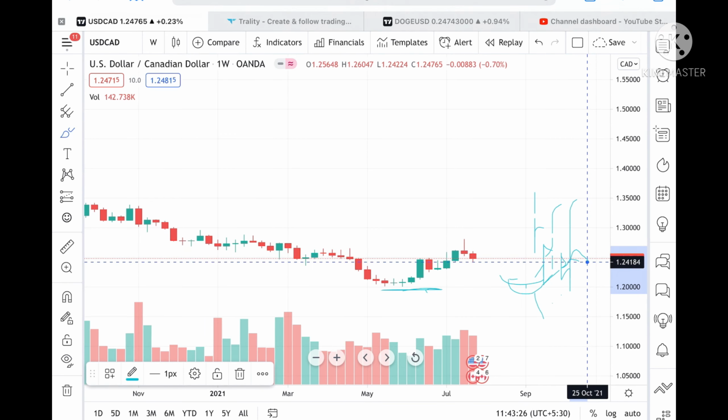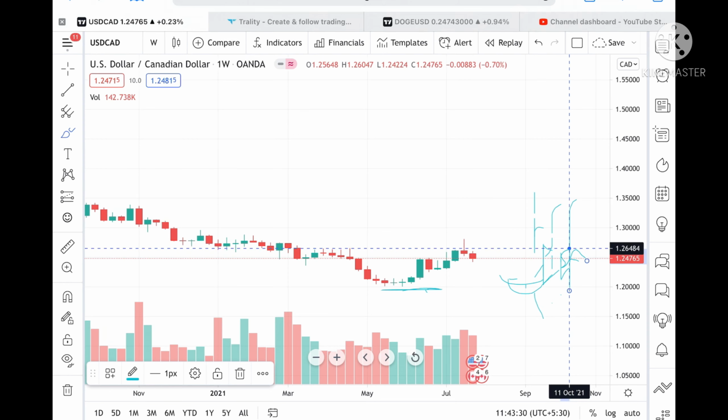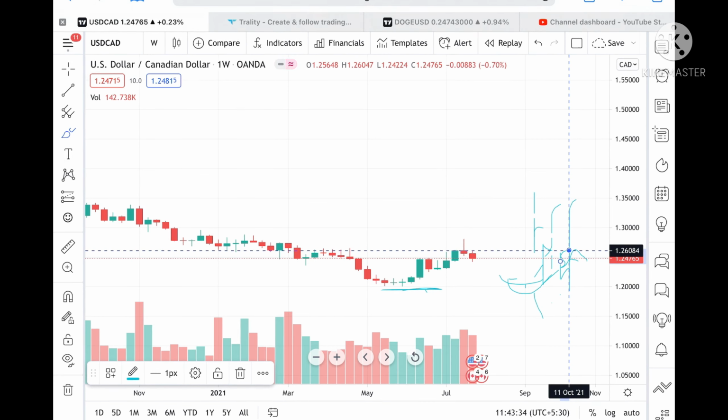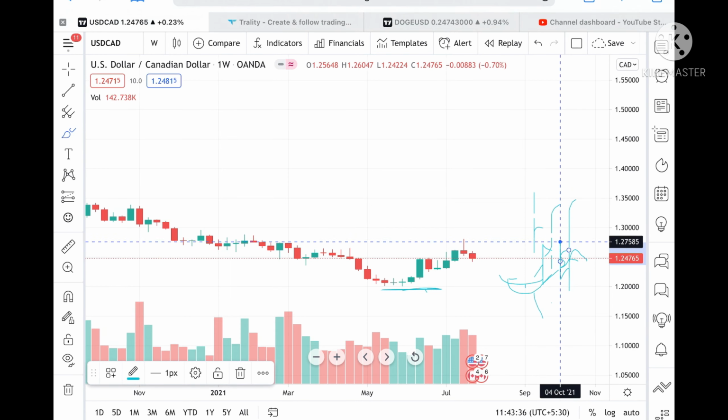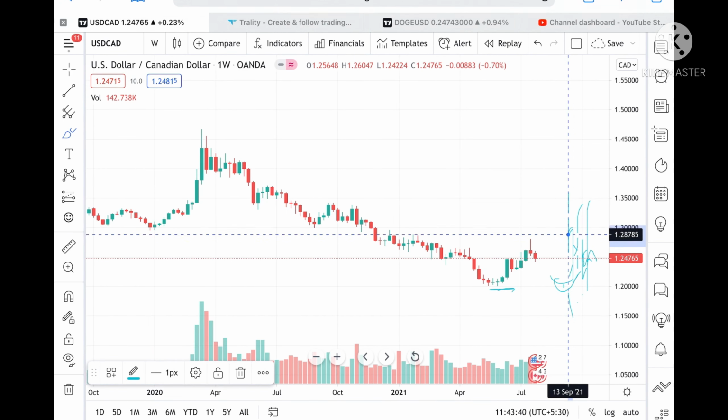Okay, and if it goes above this level, then we can see a level of 1.26084, and from there we can see a level of 1.28085, and then a level of 1.29585, and then a level of 1.31685, and so on.